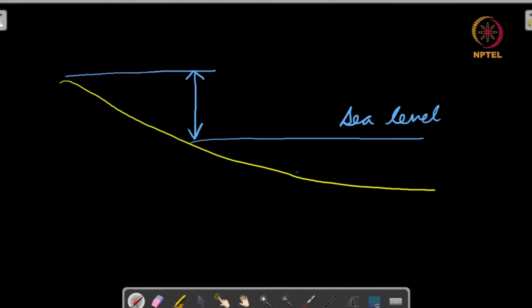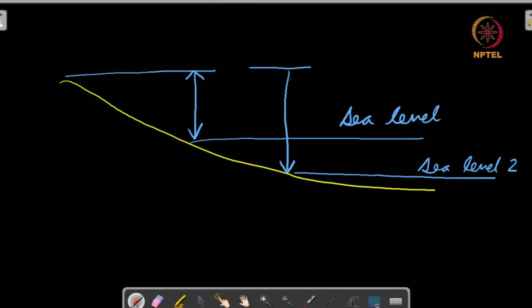Now if the sea level goes down, and so this becomes the new sea level, let us call it sea level 2. Now in this case, the relief has increased. So we are now talking about a much higher amount of relief. And if the relief is more, then the water will be able to move at a much faster pace. And so the amount of erosion will be more when the sea level is going down. On the other hand, when the sea level is high, in that case, typically the amount of erosion will be lesser.